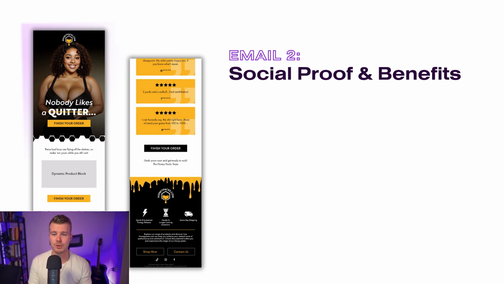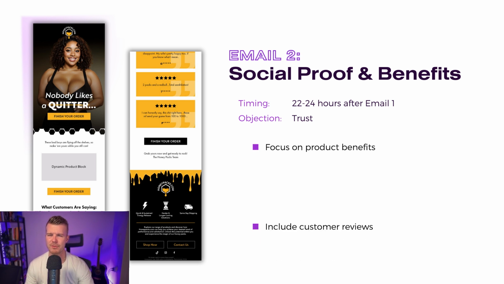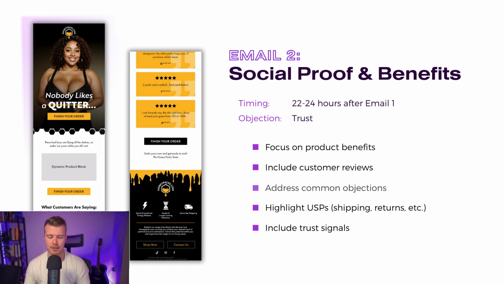Okay, so email number 2 is going to be more focusing on social proof and the benefits of the product. This is going to be going out anywhere from 22 to 24 hours after email 1. The objection we're really trying to handle here is more so based off of trust. And really what we try to do, like I said, is focus on the benefits, focus on customer reviews. You can see we've got like 3 reviews in this example, address common objections that people have, highlight some USPs, and also include some trust signals. So if the client or you have been featured in certain PR, or on certain articles or TV shows or whatever it is, whatever is relevant to your end customer, this is an opportunity to share that.